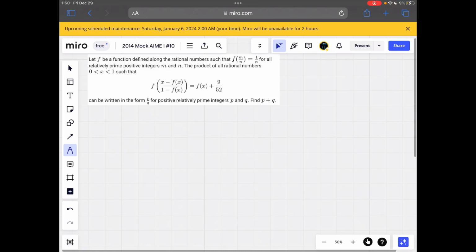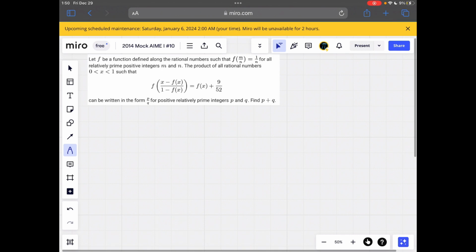Let f be a function defined along the rational numbers such that f of m over n equals 1 over n for all relatively prime positive integers m and n. The product of all rational numbers 0 < x < 1 such that (f(x) - f(x))/(1 - f(x)) equals f(x) + 9/52 can be written in the form p over q for relatively prime positive integers p and q. Find p plus q.